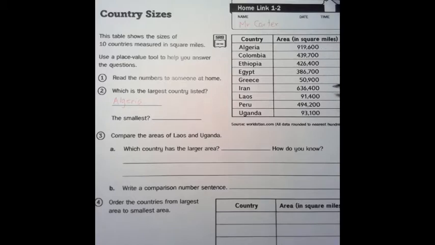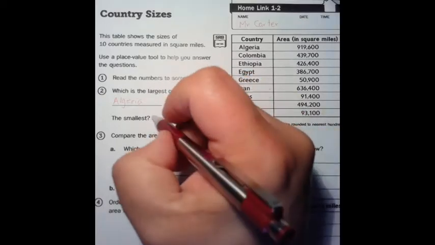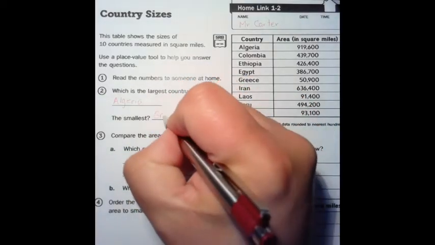What's the smallest? Now we're going to be looking at the smallest number. Again, we're looking for the numbers in the 10,000s place because that's the smallest number. So we're going to be comparing Greece with Laos and Uganda. When I'm looking at the digit in the 10,000s place, I'm seeing a 5, a 9, and another 9. So that means that the number 5 is the one with the least value. It's only 50,000 compared to 90,000. So that means that Greece is our smallest country.